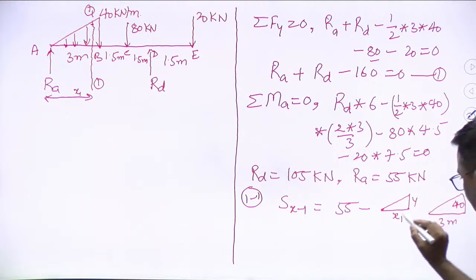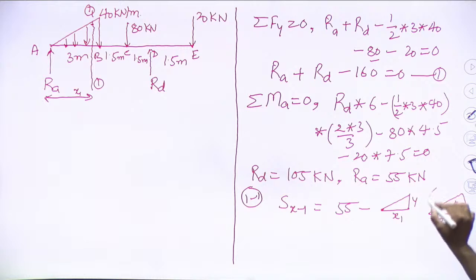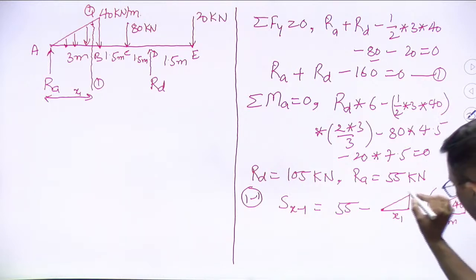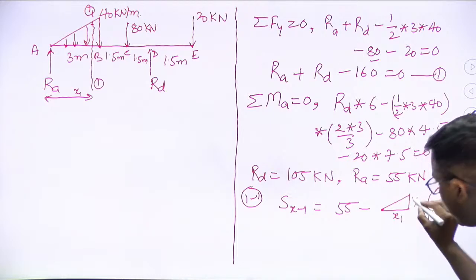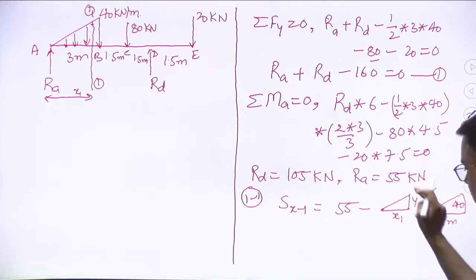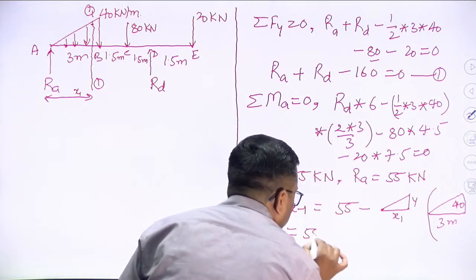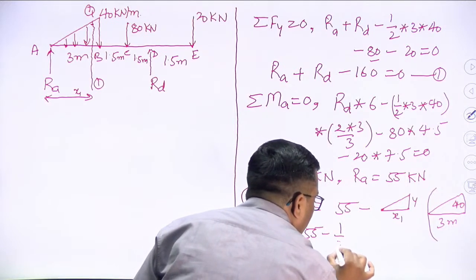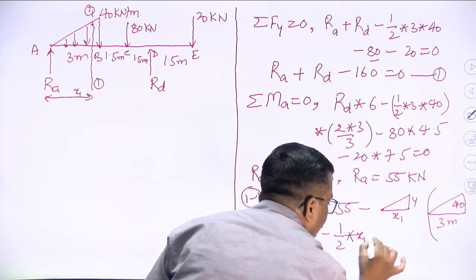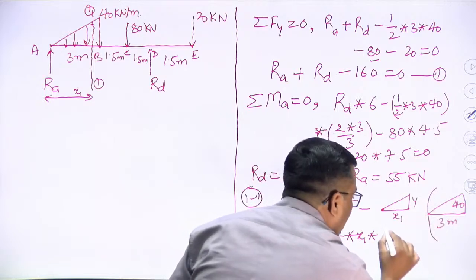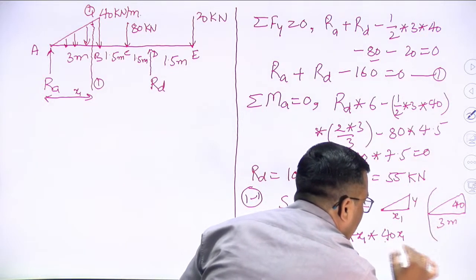So I can write y upon x1 equals 40 upon 3. So y will be y equal to 40 x1 by 3. And for this triangular load, what do I have to take for this UVL? I need the area of this triangle. So what can I write here now? I can write 55 minus half into x1, and how much y came from similar triangle? Y is coming out 40 x1 by 3.